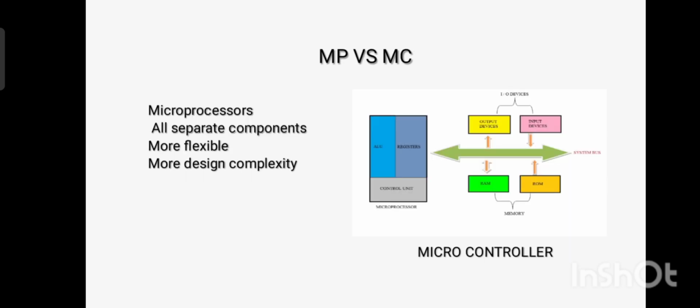So let's see what the differences are between microprocessor and microcontroller. A microprocessor is an integrated circuit which consists of only a control unit, ALU, and registers. Whereas a microcontroller is a combination of the microprocessor and other components like memory, input output devices, and other peripheral ports. So when compared, a microcontroller is more flexible.